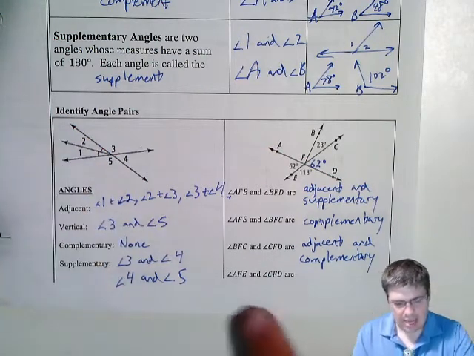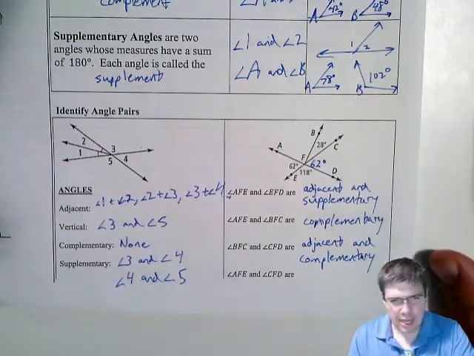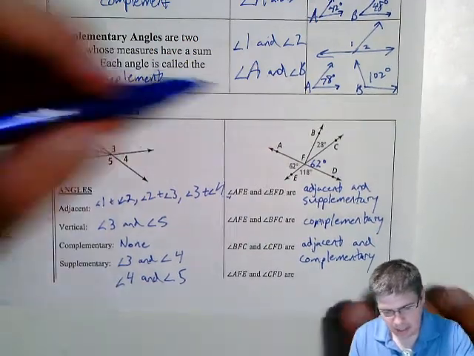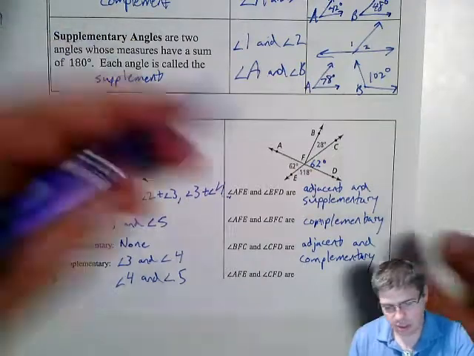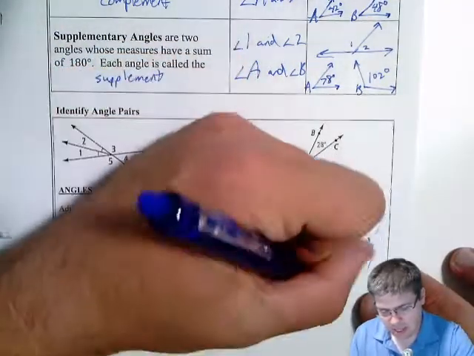And then finally, AFE and CFD, that's actually the one we just used, the idea that this would be 62. That is vertical.